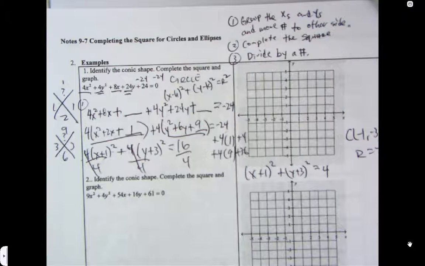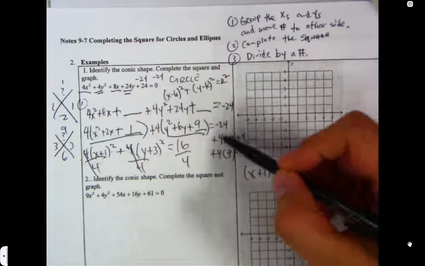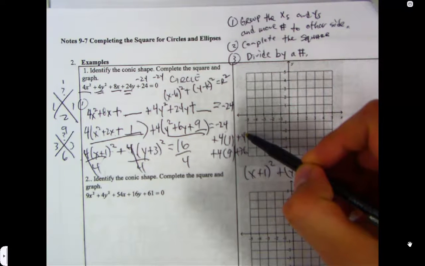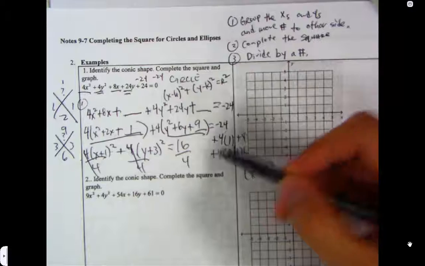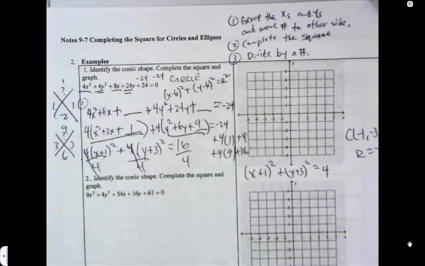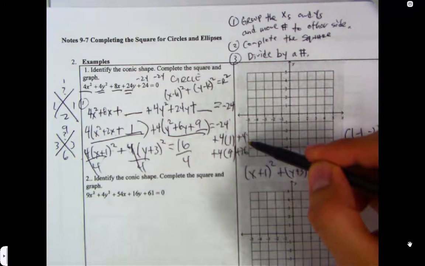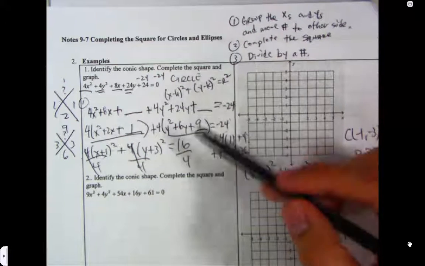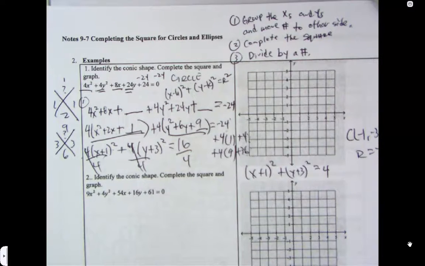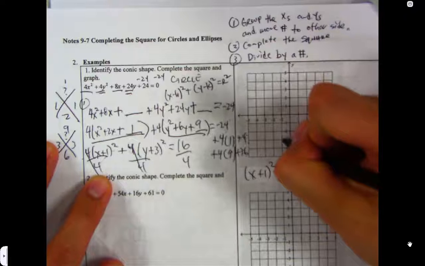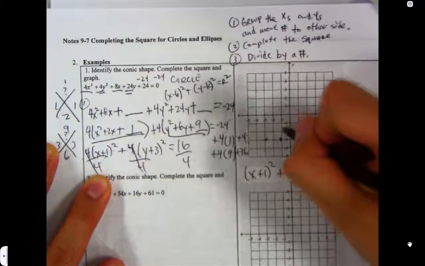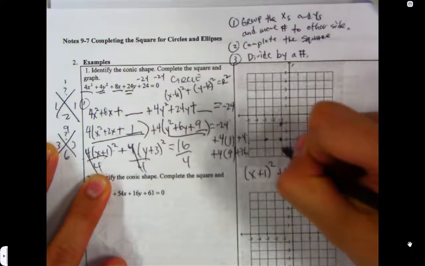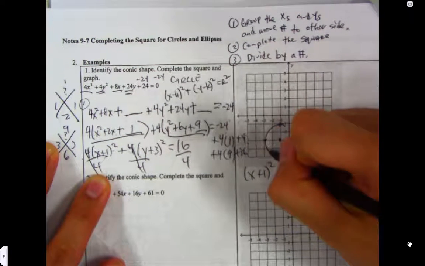Can I ask how you got it down to 16 again? 4 times 1 is 4. 4 times 9 is 36. You combine all these, you get 16. Negative 24 and positive 4 is negative 20. Negative 20 and positive 36 is 16. Okay. So graph it, -1, -3. And your radius, you go out 2, so 1, 2, 1, 2, 1, 2, 1, 2, and it's a circle.